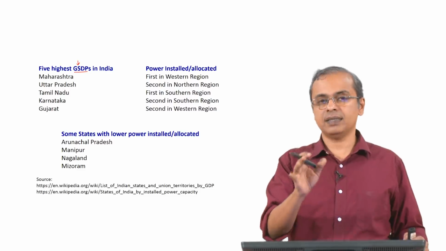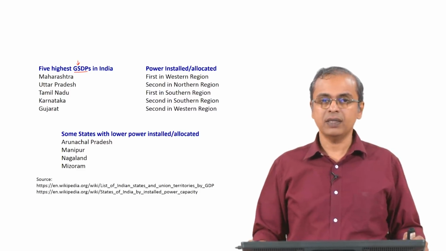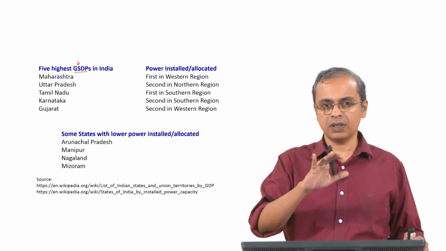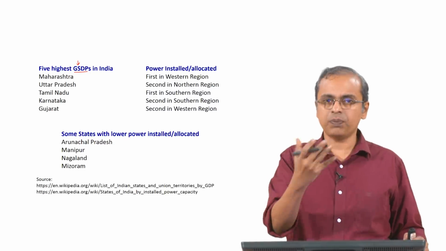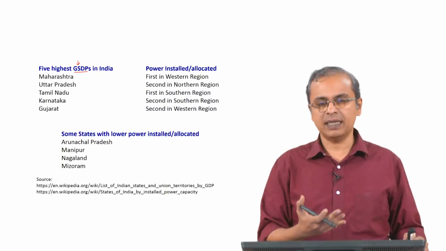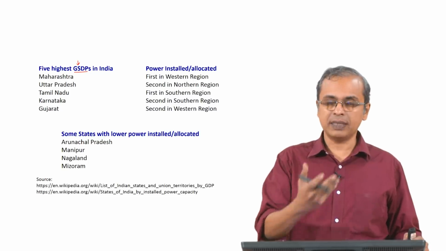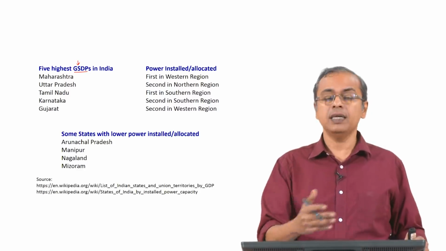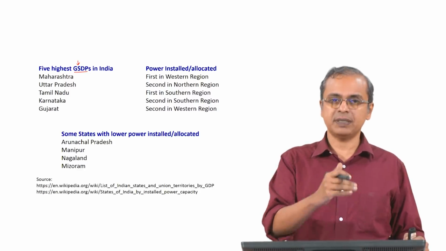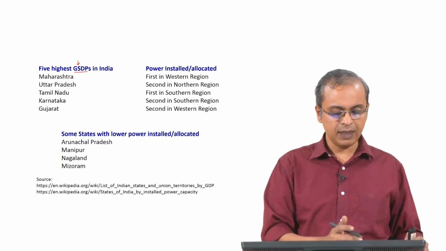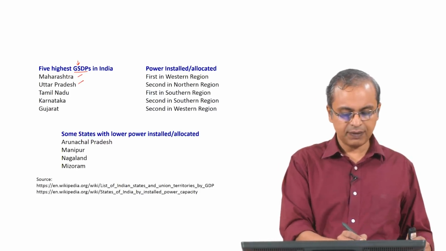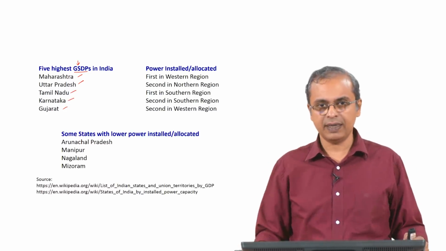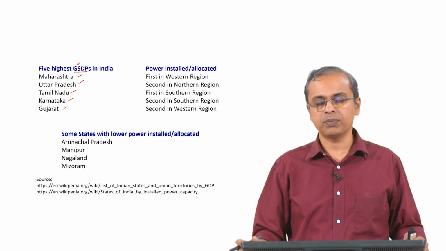You take the 5 highest GSDPs in India. This means these are the 5 states which are producing the most products, services and goods in the country, okay, and therefore presumably are the relatively more developed states. Obviously you can look at the states and say maybe they can develop even more, those issues are always there, and that kind of discussion is always possible, but still these are amongst the most developed states in the country. So, we have Maharashtra, Uttar Pradesh, Tamil Nadu, Karnataka and Gujarat.